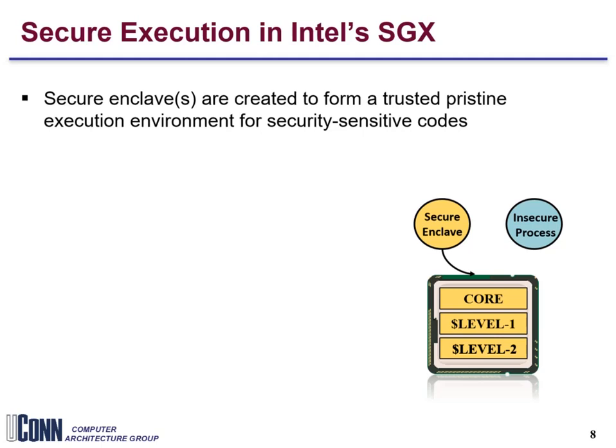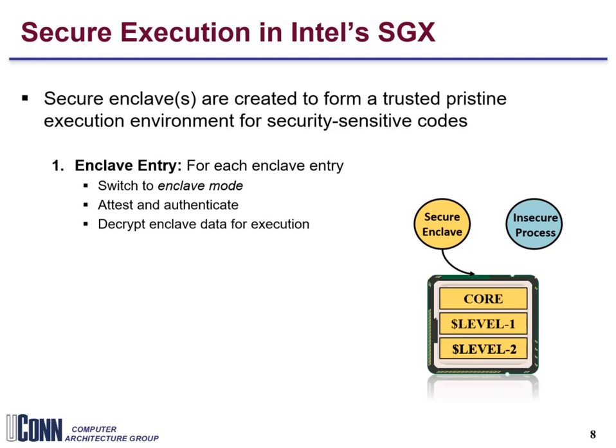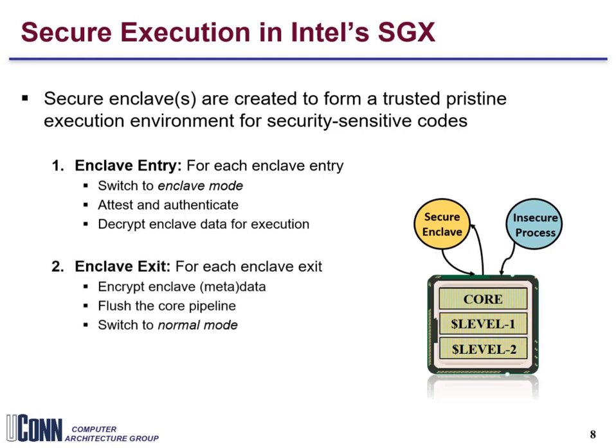In Intel SGX, security critical processes always execute in pristine and isolated containers called enclaves. These enclaves temporarily coexist and co-execute alongside the insecure, ordinary off-the-shelf processes. For every enclave entry, the processor is first switched to the enclave mode where the secure process is first attested. Upon passing the authentication checks, the data for the secure process is decrypted for execution. Now, moving forward, for every enclave exit, all enclave-related data is first encrypted and the core pipeline is flushed to create a pristine execution environment. Later, the processor is switched to the normal mode to execute ordinary processes.